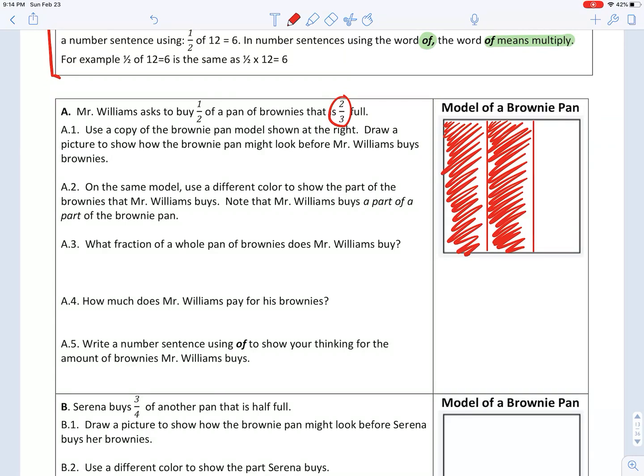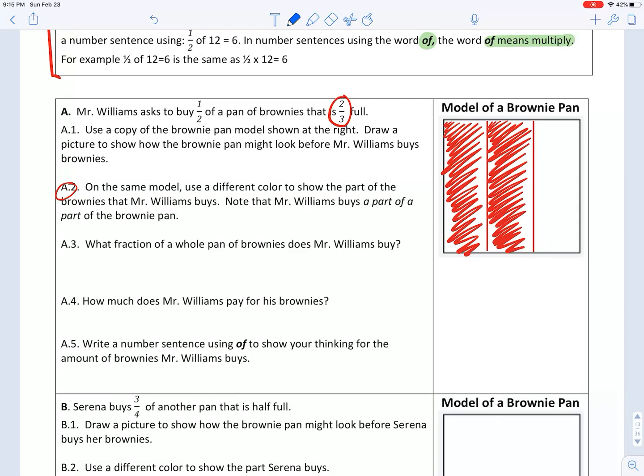Now, is that all we need to do? It says draw a picture to show how the brownie pan might look. Yes, I think we're good. All right, next question here. On the same model, use a different color to show the part of the brownies that Mr. Williams buys. Note that Mr. Williams buys a part of the brownie pan. Let's take a look at what that looks like.